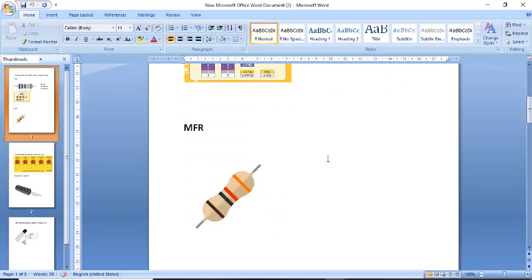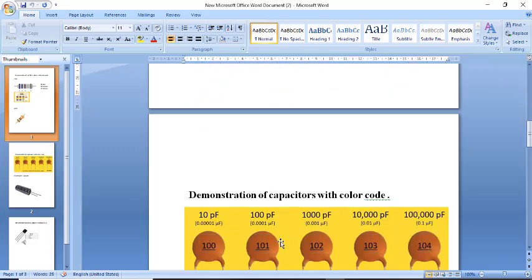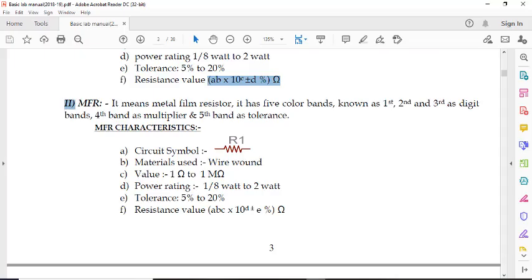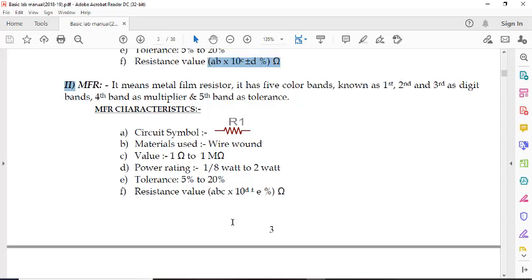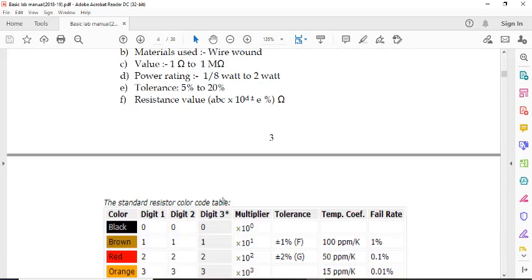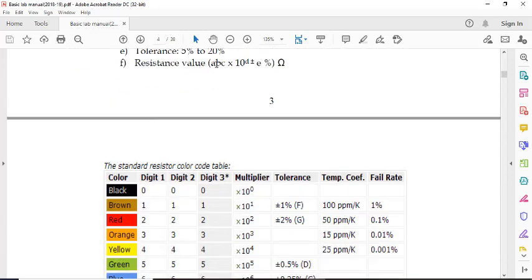Now for the MFR, there are 5 color bands. Similarly, you can easily identify the gaps first, and then you can identify the tolerance band. If you identify the tolerance band, the opposite side of that band should be the first color band. Check that first. The equation is ABC times 10 to the power D plus minus E. ABC means the first 3 color digits, then 10 to the power D, where D is the multiplier, the 4th color band, and E is the tolerance band.